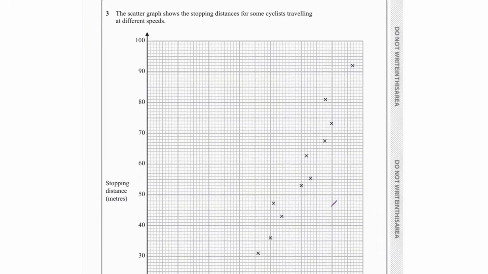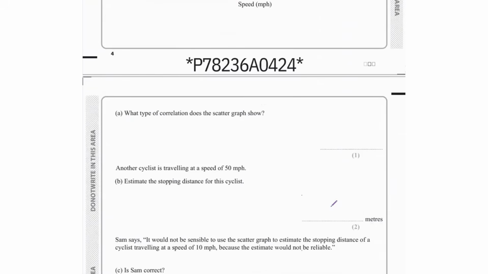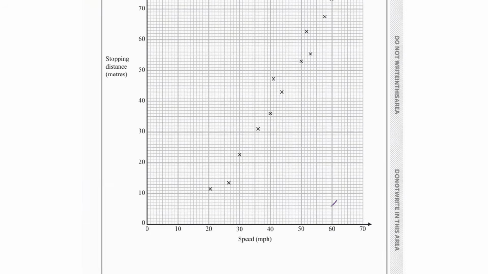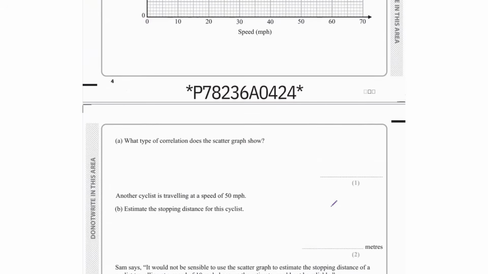And the scatter graph shows the stopping distances for some cyclists traveling at different speeds. We have to describe the type of correlation the scatter graph shows. So you can see as the speed is increasing, so is the stopping distance. When both things are increasing, it means it's positive correlation. If one thing is increasing and the other is decreasing, that's negative correlation. And if the points are all scattered over the grid, that's no correlation.